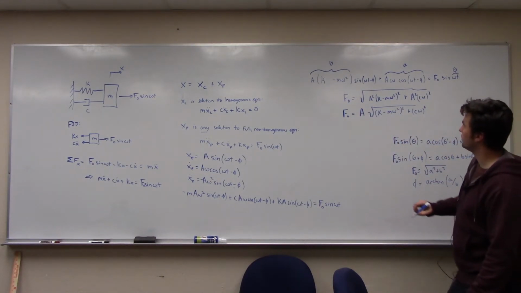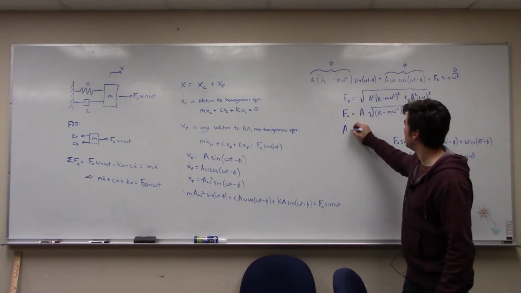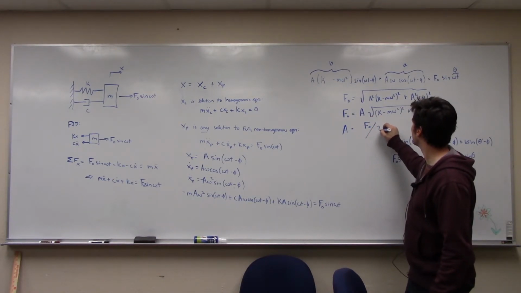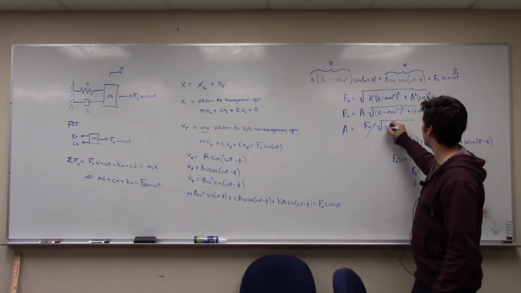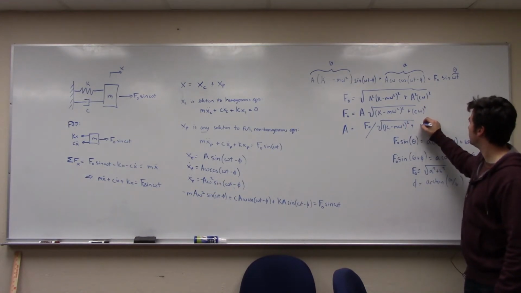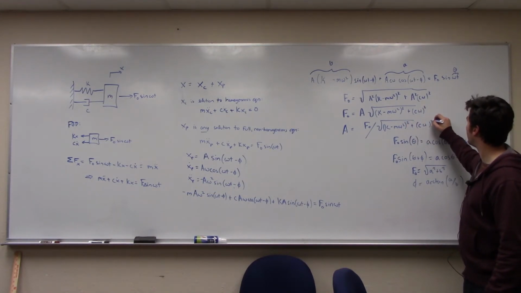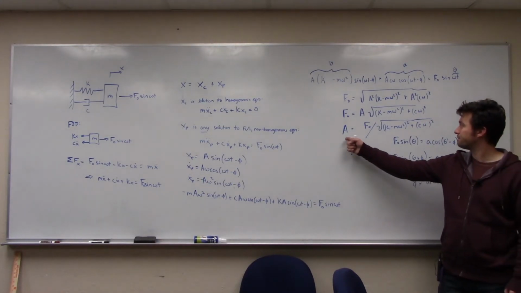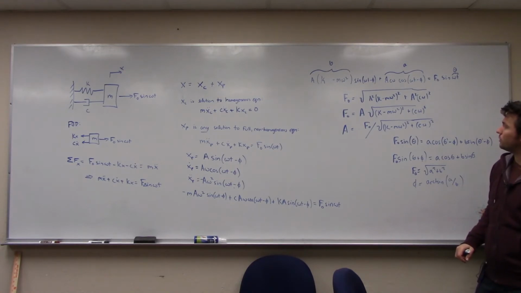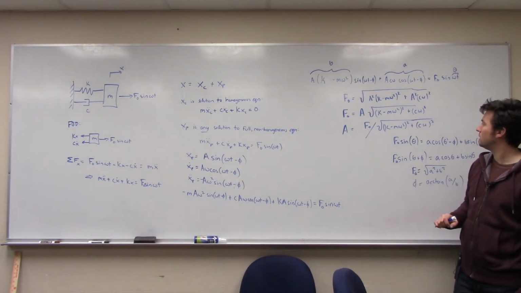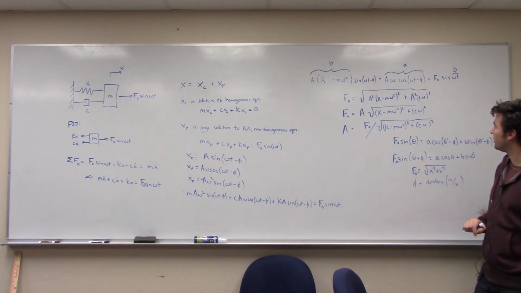And so we found that A has to be F naught over the square root of k minus m omega squared, that quantity squared, plus c omega, that squared. That's what the amplitude is going to be. The amplitude is going to be proportional to F naught, but it's going to have all this jazz on the bottom.